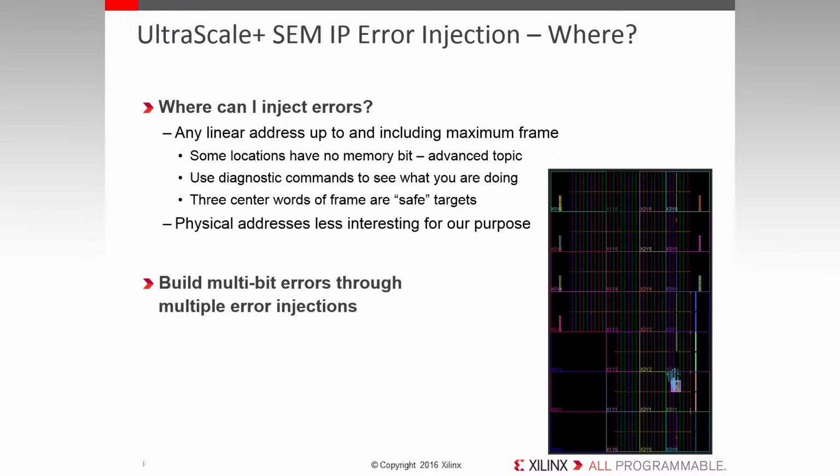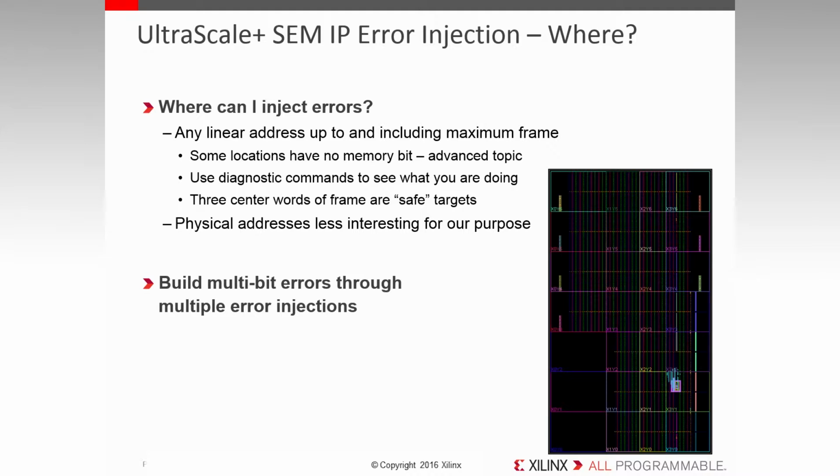An error injection command specifies a single configuration RAM bit address, and the best approach is to use linear frame addresses which range from 0 up to the maximum frame number. Most configuration RAM locations are physically implemented, but it's always a good idea to use the diagnostic commands together with the error injection command so you can see the before and after. You can build up multi-bit errors through multiple error injections.